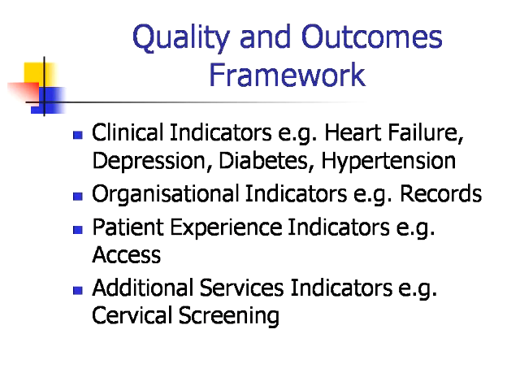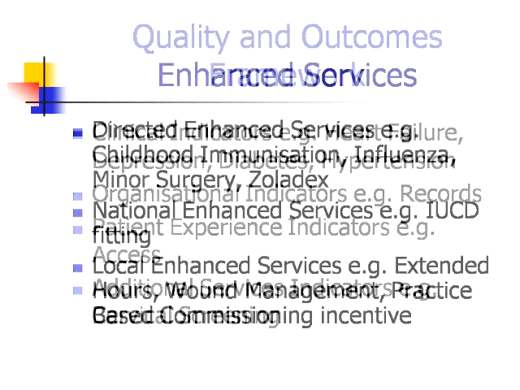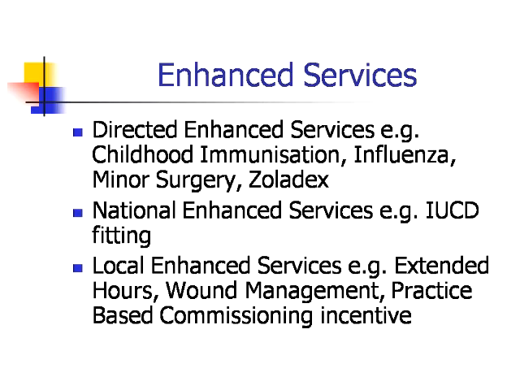Can you give us a bit more detail about some of the areas that you mentioned? Quality and outcome framework includes clinical indicators, e.g. heart failure, depression, diabetes, hypertension, etc. Organisational indicators, e.g. records, patient experience indicators, e.g. access, and additional service indicators, e.g. cervical screening.